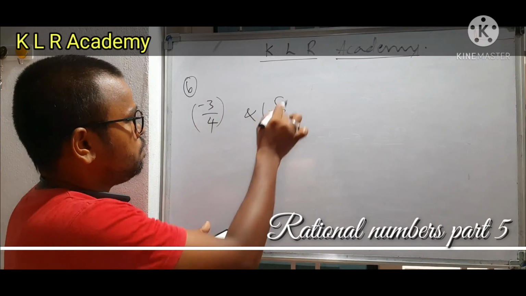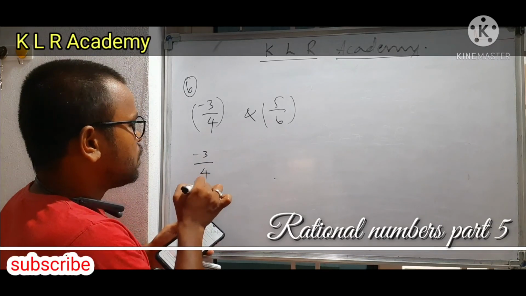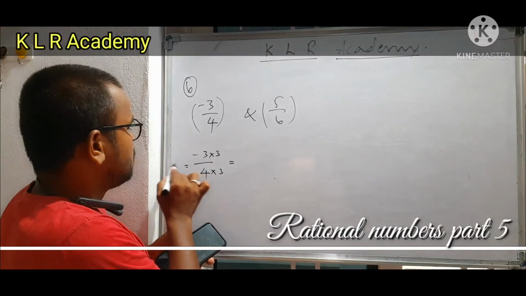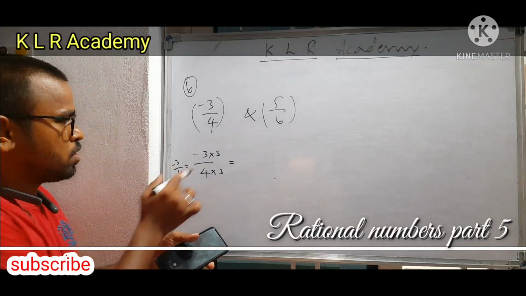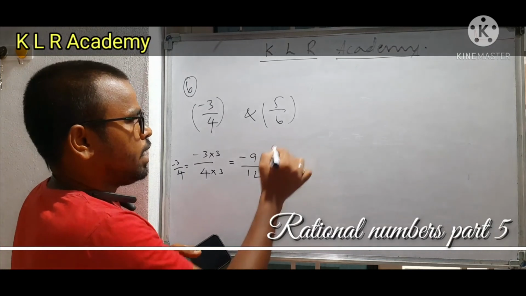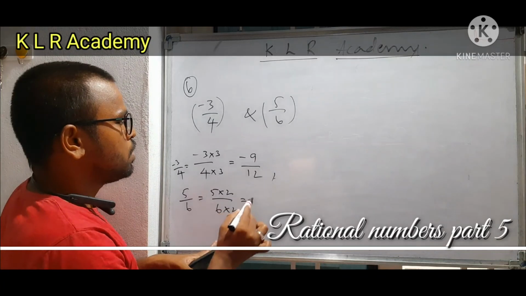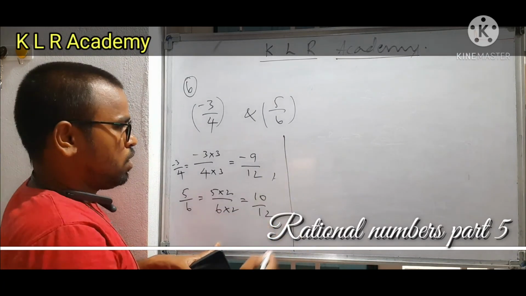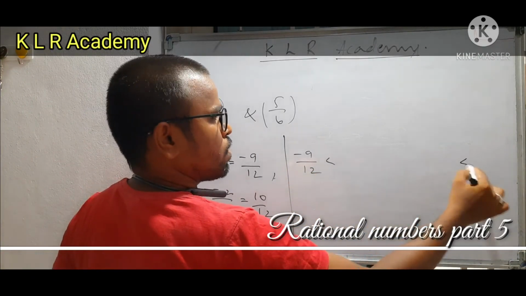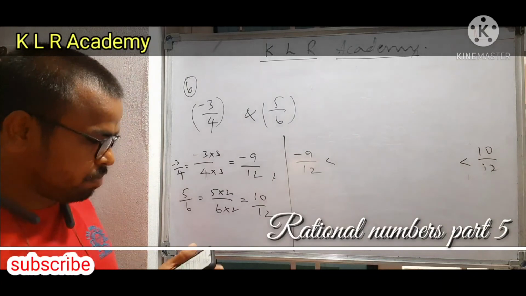you first make the denominators the same. So minus 3 by 4, I'll multiply by 3 and this by 3 as well. Minus 3 by 4 is equal to minus 3 into 3 by 4 into 3. So this is minus 9 by 12. And this 5 by 6, I'll write it as 5 into 2 by 6 into 2. It is 10 by 12. Now I'll write minus 9 by 12 less than 10 by 12. How many rational numbers do you want now?